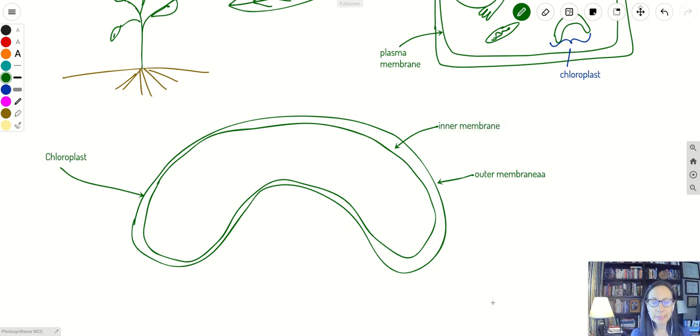Okay, and inside the chloroplast, we have these things that are like discs, and these are called thylakoids. And they are these flattened discs that are stacked up on top of each other. And the whole inside of the chloroplast is filled with these stacks of discs or stacks of thylakoids. So each one disc is called a thylakoid. So I'm going to label that.